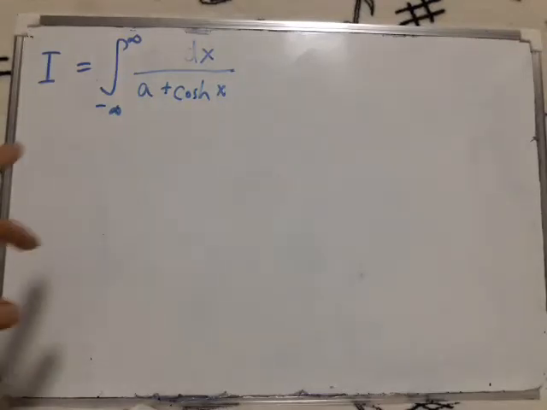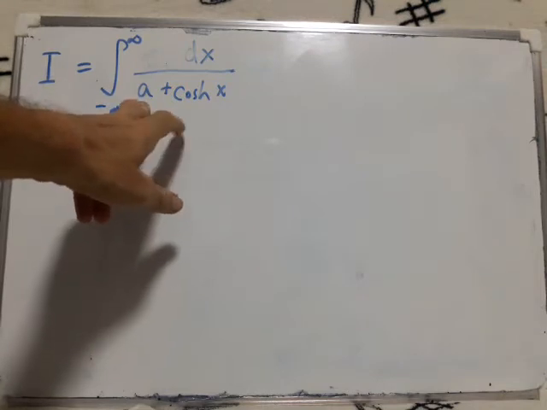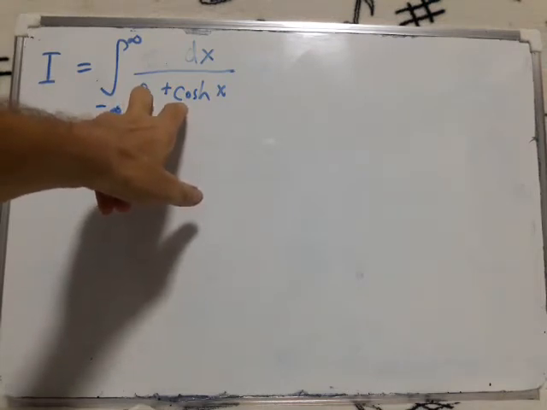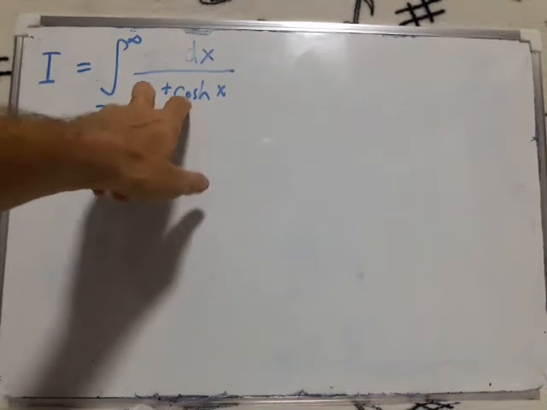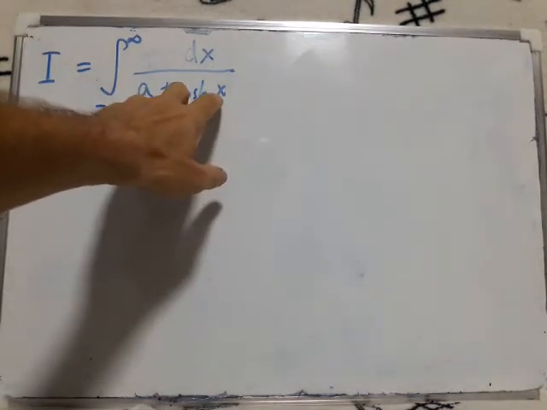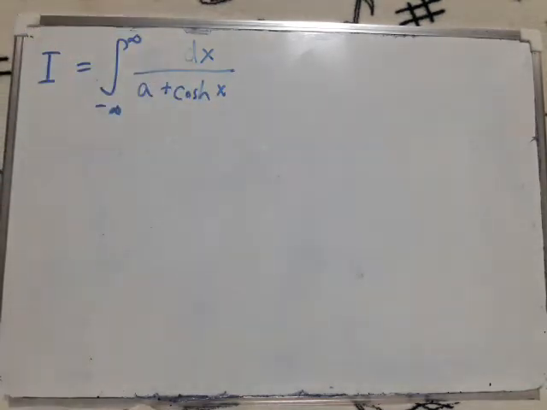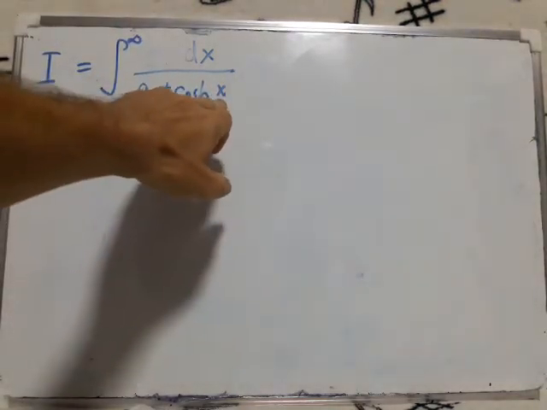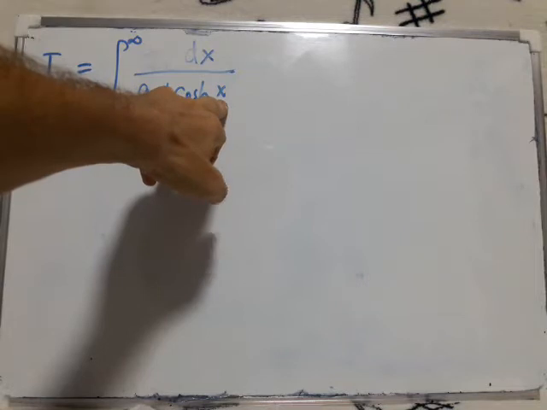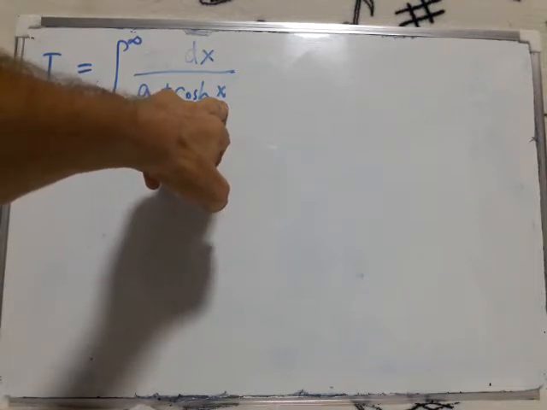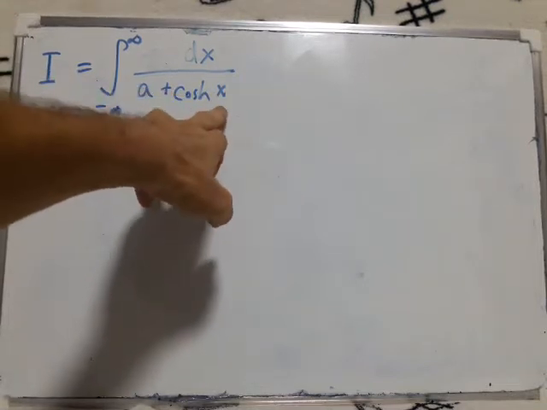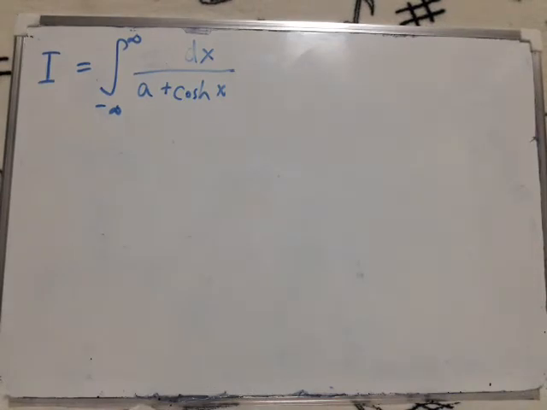So in this example, we see that the integrand has an imaginary period of 2 pi i. Cosh of x plus 2 pi i is cosh of x. But if we were to change x to x plus i pi, then we would get cosh of x plus i pi is minus cosh of x. So we get a minus cosh of x. So we can't use a contour of height pi.